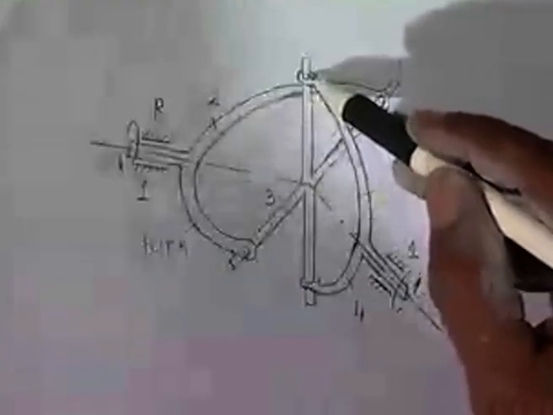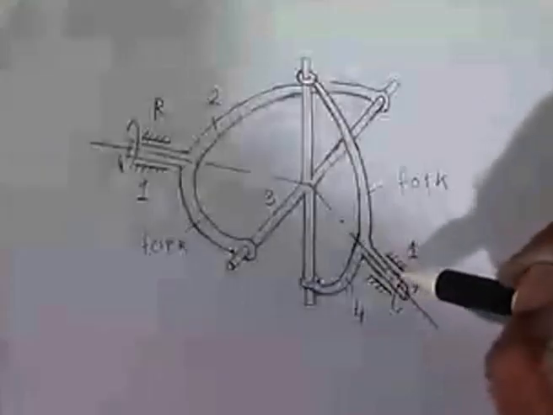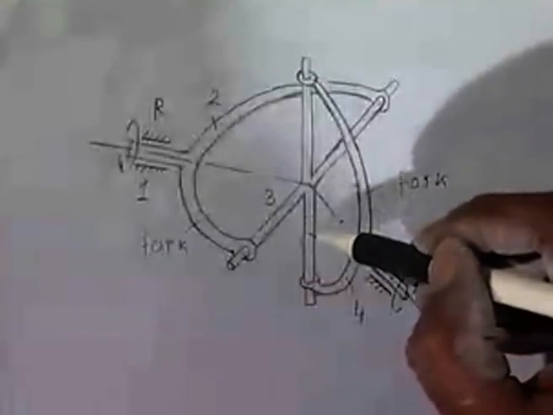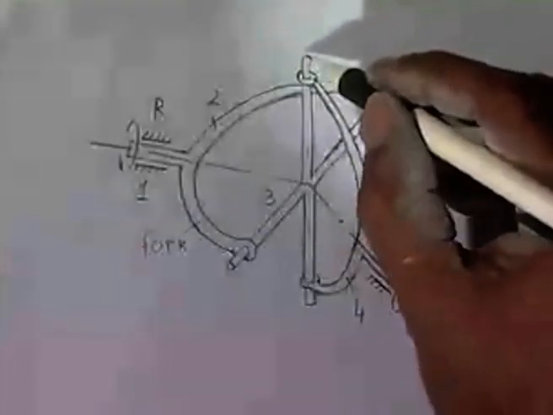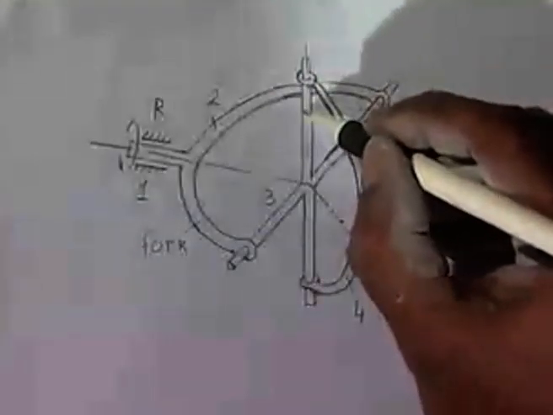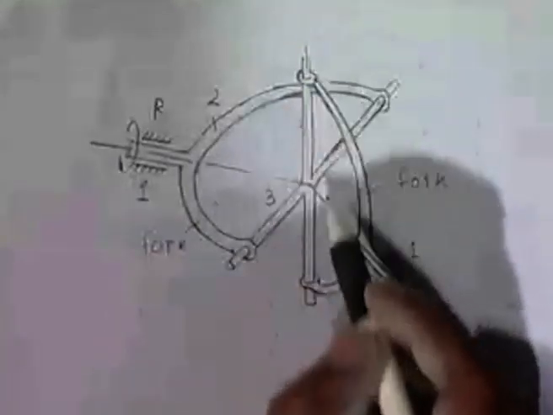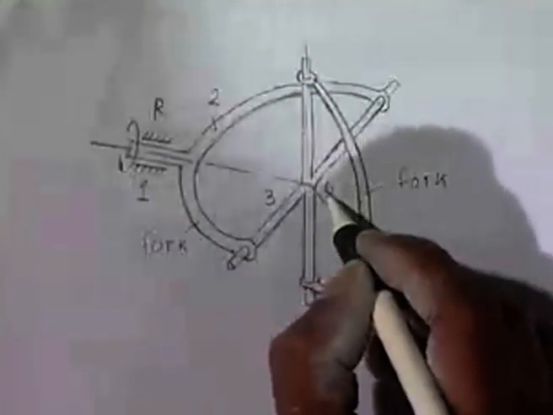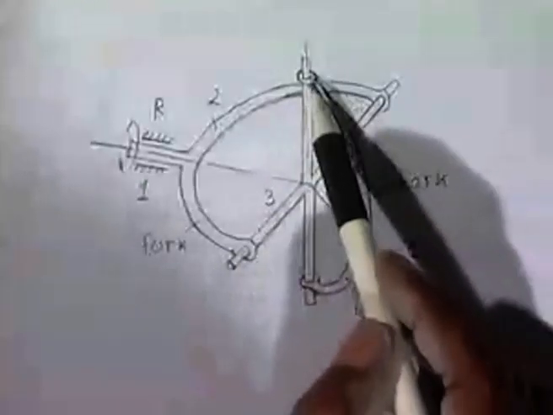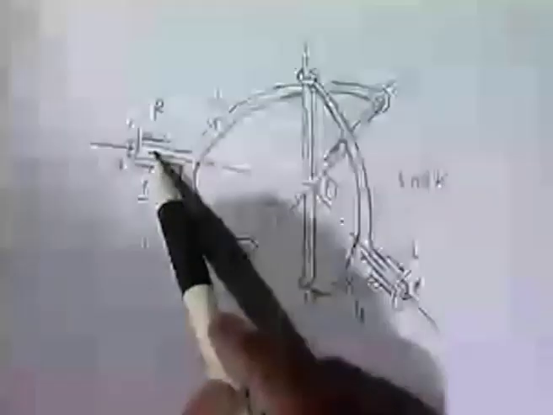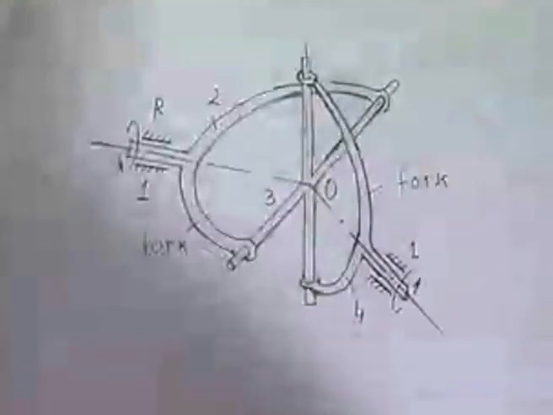Similarly, there is a revolute pair here between 3 and 4. This fork or the shaft is link number 4 and this is link number 3, and there is a revolute pair, and the axis of this revolute pair is also passing through this point. So all the revolute pair axes are intersecting at this point O. So there are 4 revolute pairs kinematically, one here, one there, and one here, one there, and all the 4 are intersecting at one point.